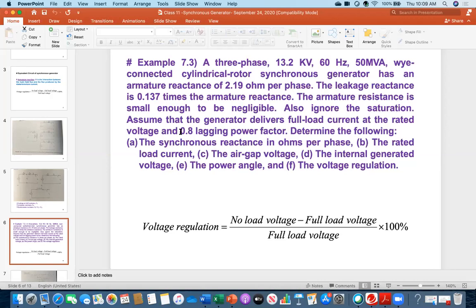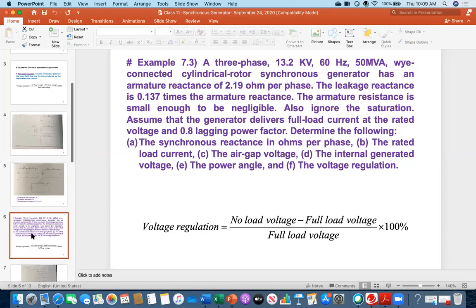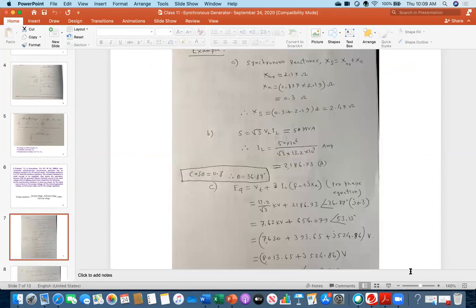Now it says, assume that the generator delivers full load current at the rated voltage and 0.8 lagging power factor. Then determine the following. What is the synchronous reactance in ohms per phase? The rated load current, the air gap voltage, the internal generated voltage, the power angle, and the voltage regulation. So there are a couple of questions. Now go one by one. Here I have the solutions.